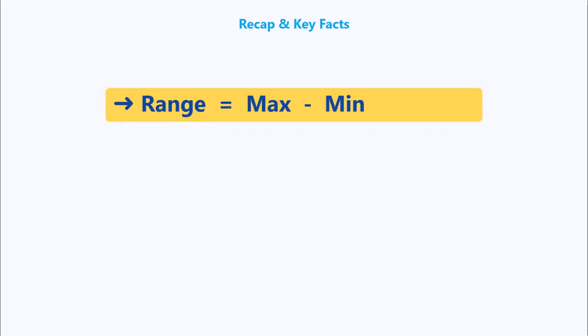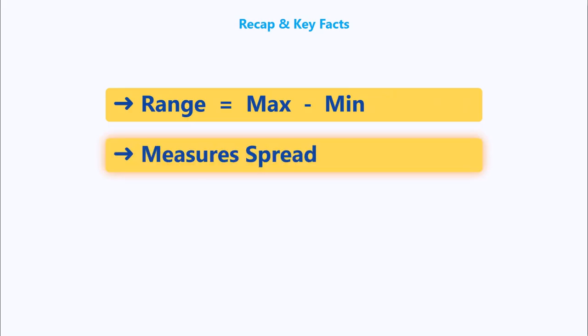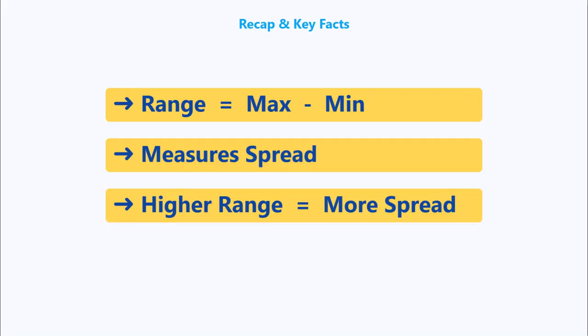Let's quickly recap what we learned about the range. The range is the largest number minus the smallest number in a set. The range tells us how spread out or varied the data is. A larger range means the numbers are more different from each other. You've successfully mastered the range. You can now calculate the spread of any dataset.